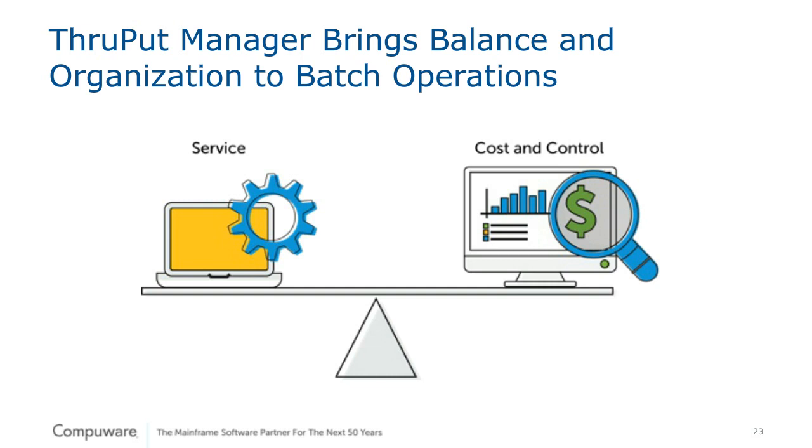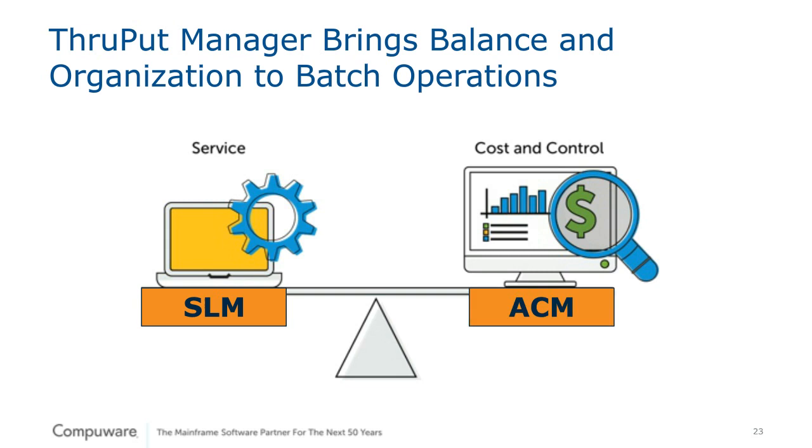We bring balance to these two opposing objectives. Service Level Manager automates your batch management, like a super operator doing all the things he would do if he could, every 10 seconds. While ACM guides SLM to get you the results you want for your cost containment goals.